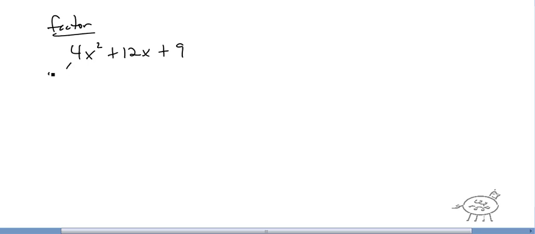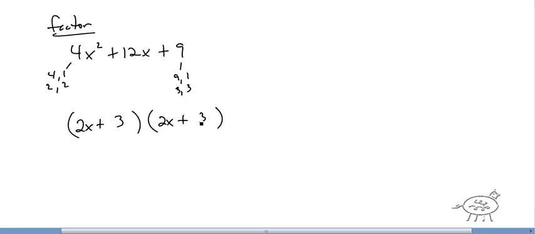Okay, so we've got a 4 and a 1, and a 2 and a 2, and 9 and a 1, and a 3 and a 3. Signs are both positive. So I'm going to use the middle terms. I said it was always a good idea to do that. So 2x and 2x. I didn't put the signs in. They're plus, plus. And I'll put a 3 in and a 3 in.